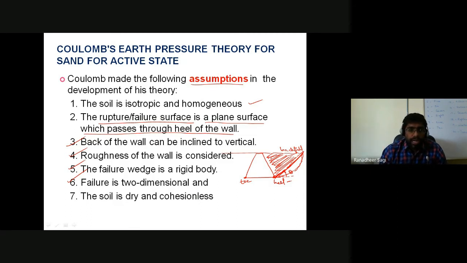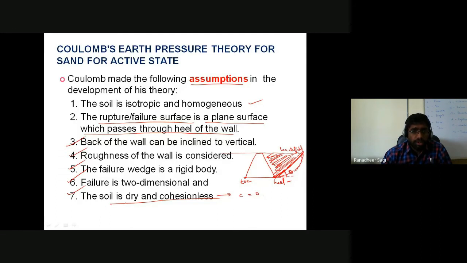And the assumption is the soil is dry and cohesionless. Cohesionless means the soil has a C value equal to 0. However, we do even take into consideration the effect of the c and phi parameters of the soil in the case of Coulomb's theory. These are the general assumptions with which he started. Later on, he also incorporated the effect of cohesion in estimating the earth pressure values.